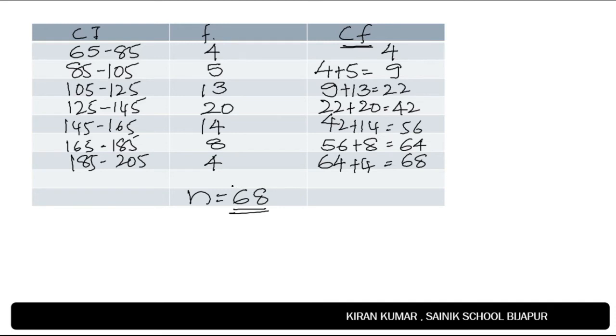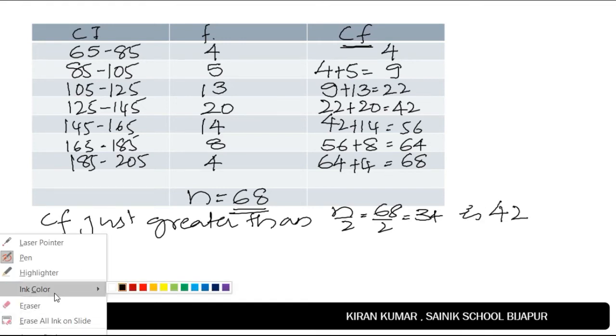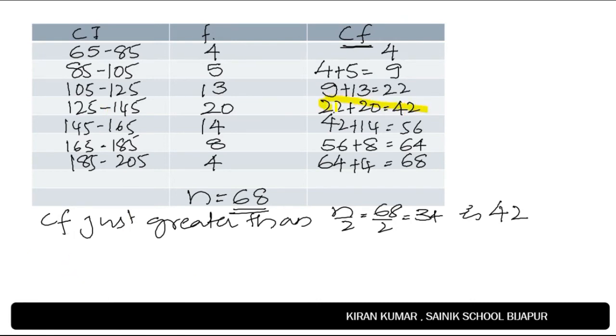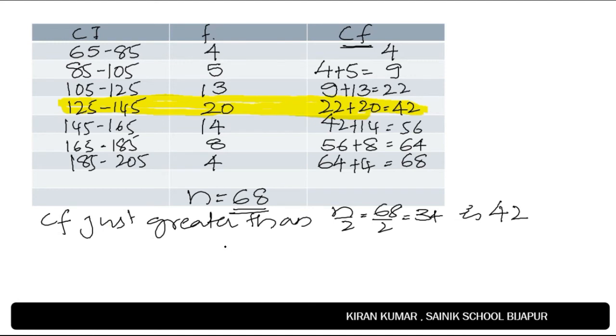Now we will consider the cumulative frequency just greater than n by 2. So the CF just greater than n by 2, which is nothing but 68 by 2, which is 34, is 42. Let me highlight that. 42. Now I'll be considering these particular values. Then the median class is 125 to 145.